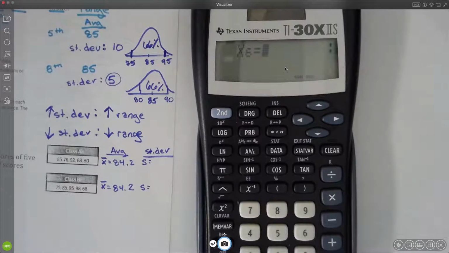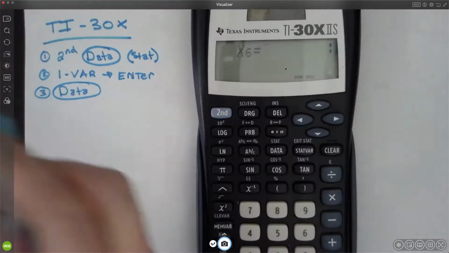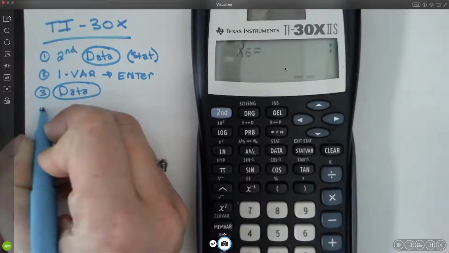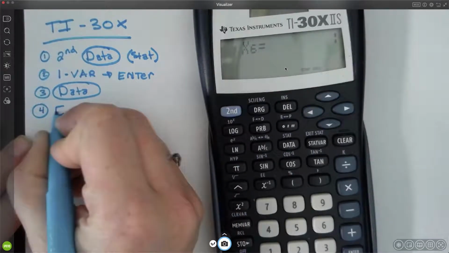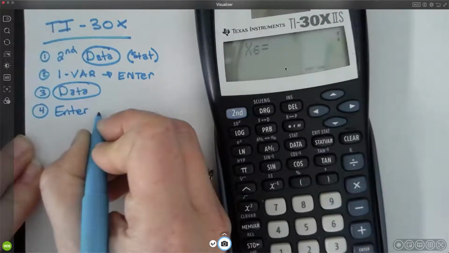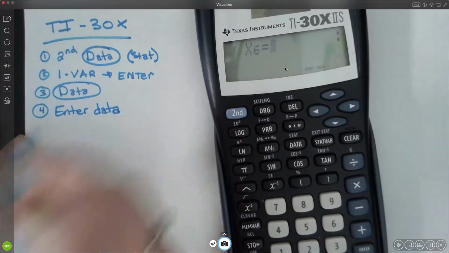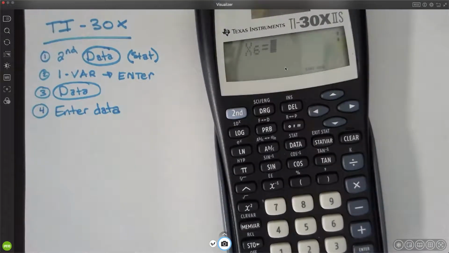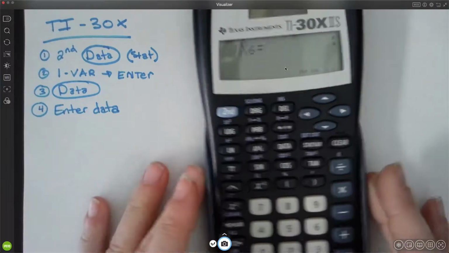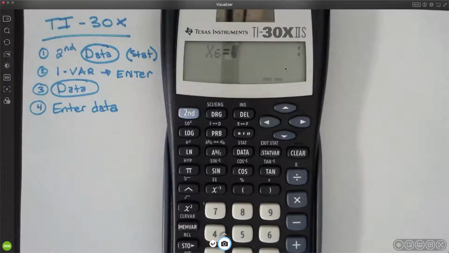Okay, so your steps. You hit data. I'm going to do step 4, and I'm just going to say enter data. All the way down. Enter data. Now, you should be at X6, but I'm not going to type anything in there.